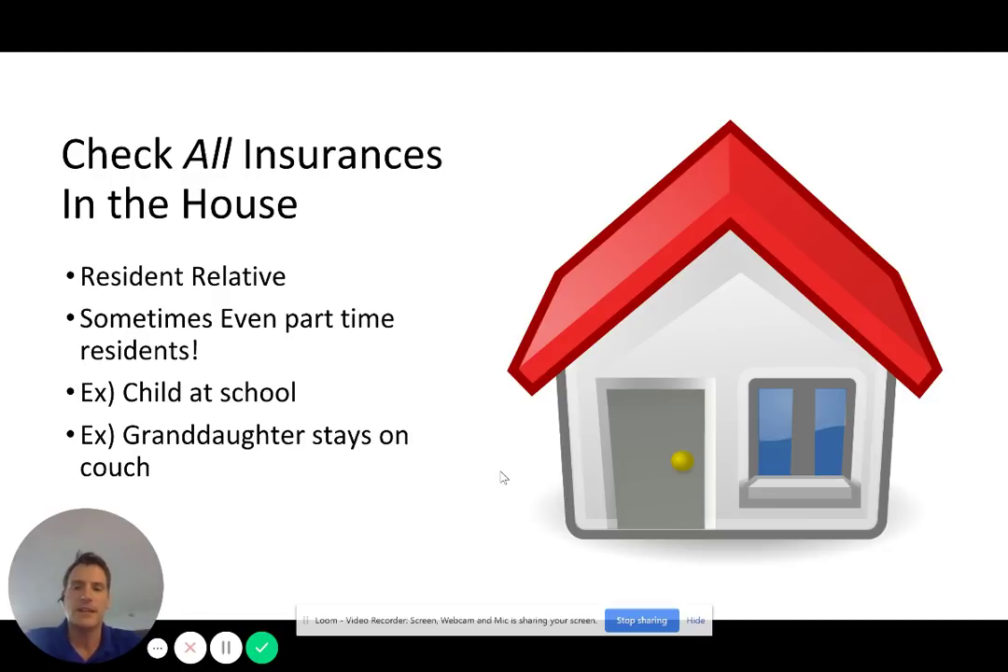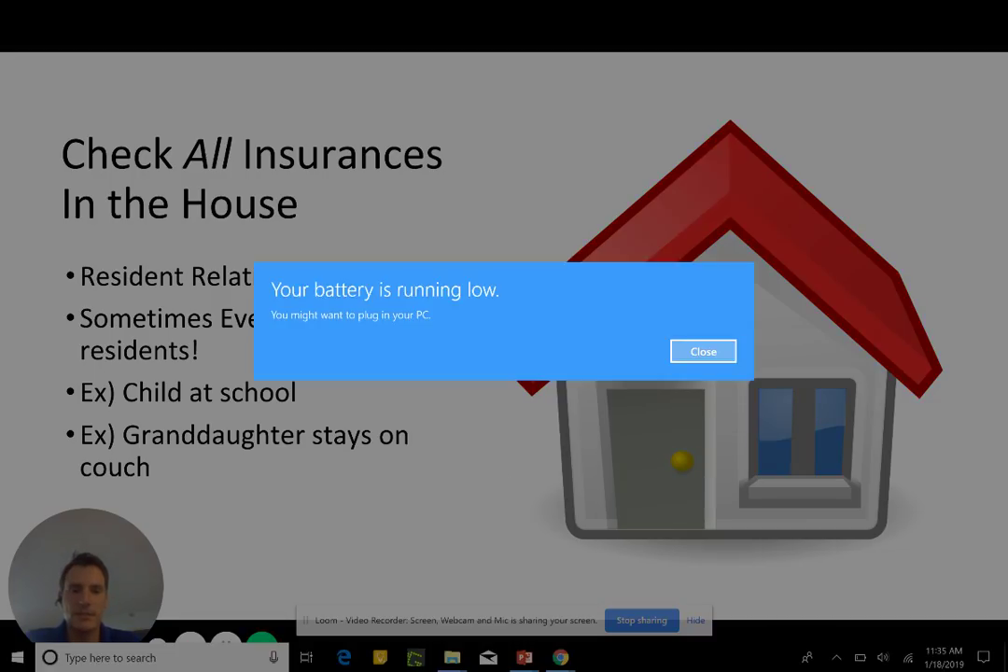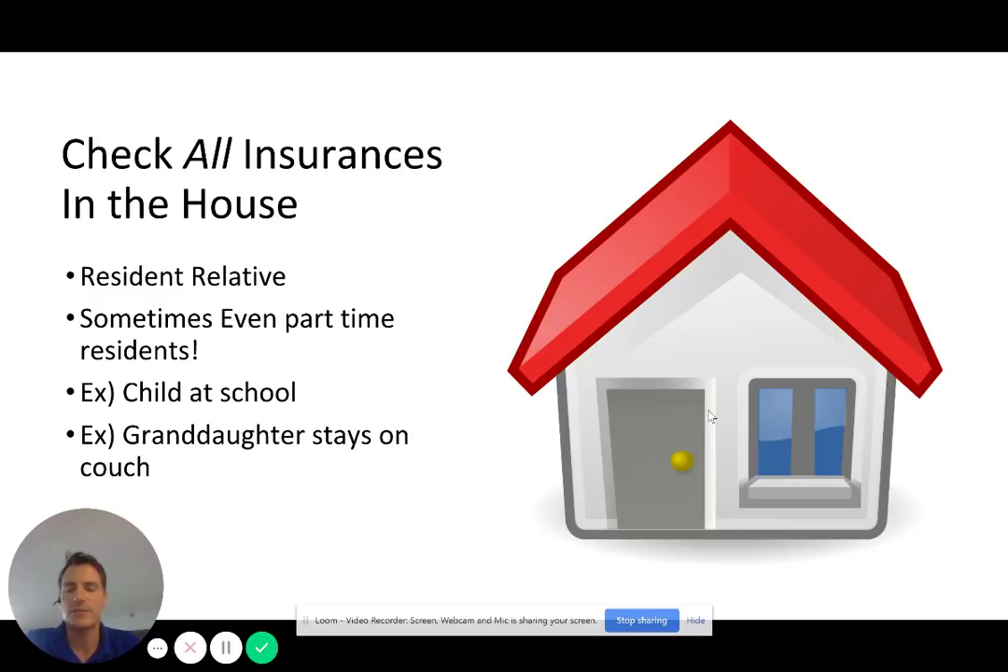So in recap, it's important that you help us check all insurances in your house. Like I said, resident relative sometimes means somebody living in the house with you. If you live with somebody else who has uninsured motorist coverage, it might apply. We've had cases before with a granddaughter. One in particular jumps out, where a granddaughter was staying half the time with grandma, sleeping on the couch, but getting her mail there. The long and short of it was, the granddaughter ended up being covered under grandma's uninsured motorist coverage.